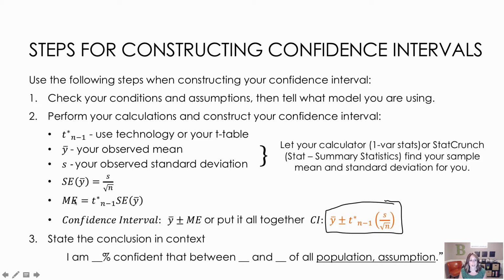The margin of error is just like last week, when we had z star times the standard error. This week it's t star times the standard error. Or, if you want to replace standard error with s over radical n, that might make a little more sense. Putting it all together, this is what we're looking at: the y bar from our sample, plus or minus t star with n minus 1 degrees of freedom times the standard error. And then we state our conclusion just like last week.